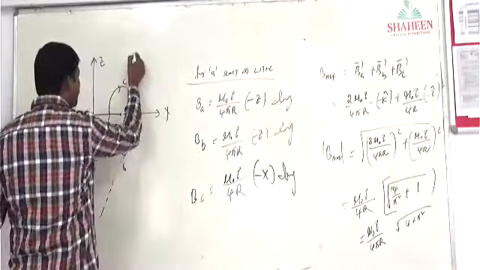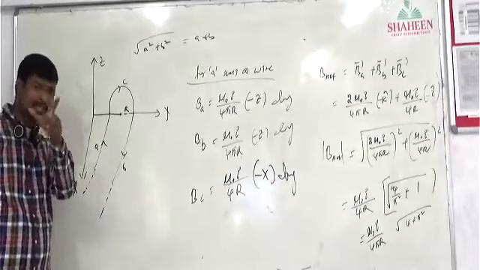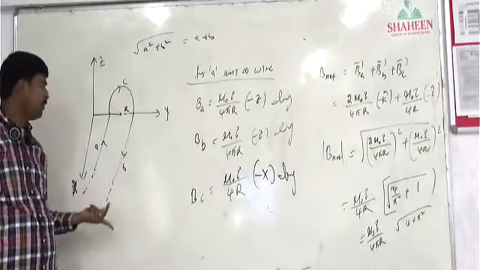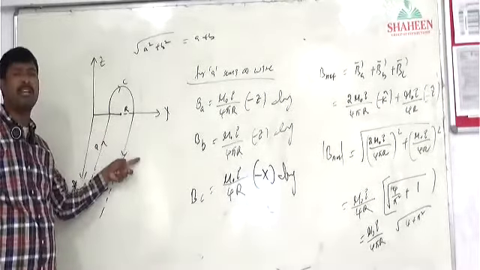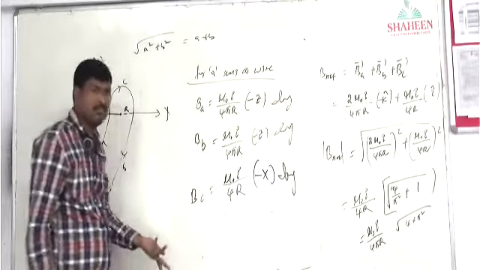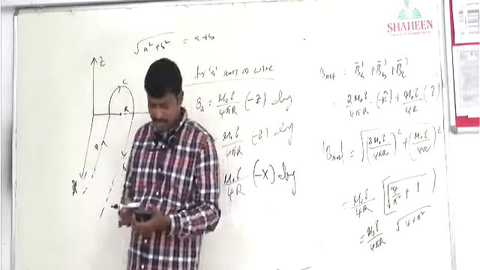See, this is simple question only, looking like difficult, but if you understand the diagram clearly, simple only. It is a combination of two semi-infinite wires and one semicircle. That's it. Is this question clear, everyone?